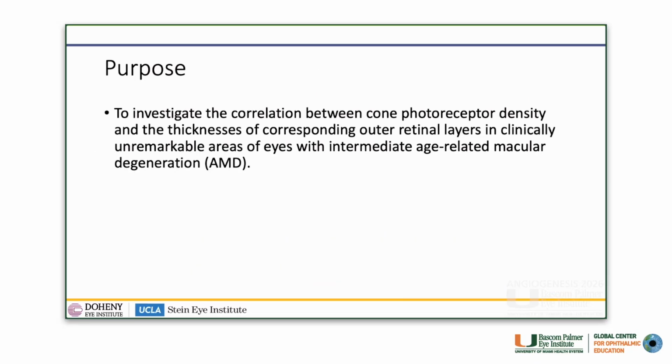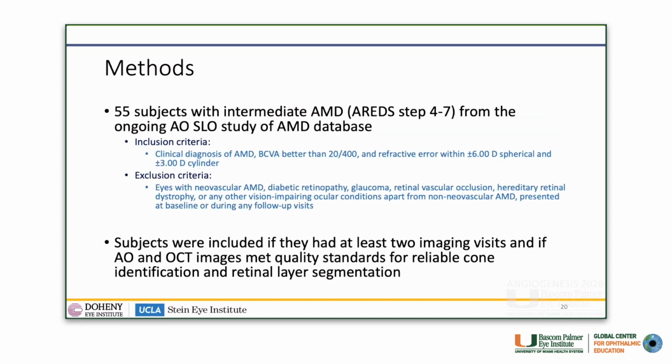So the purpose of the study I'm going to show is to investigate the correlation between cone photoreceptor density and the thickness of these various outer retinal layers on OCT, specifically looking at unremarkable areas in eyes with intermediate AMD. So we went to our database of patients we had AO imaging on who had intermediate AMD, and then we looked specifically at cases that had multiple visits and had good quality AO and OCT images so we could do this kind of assessment.